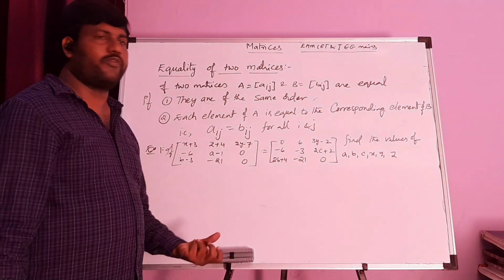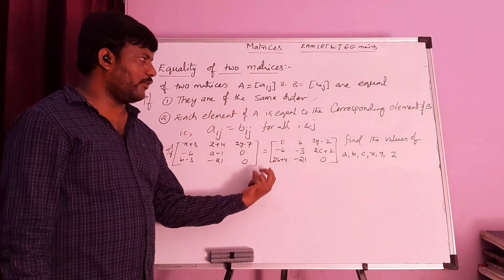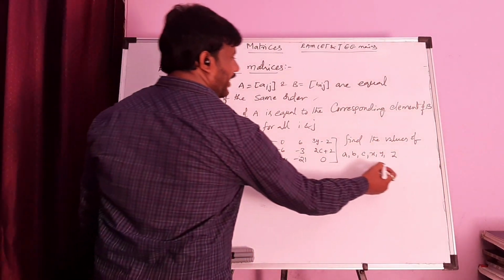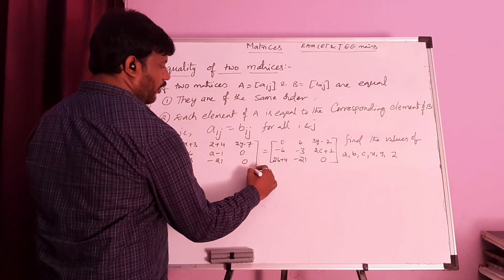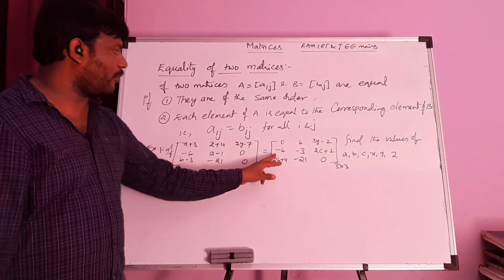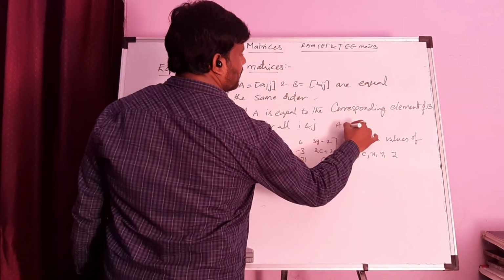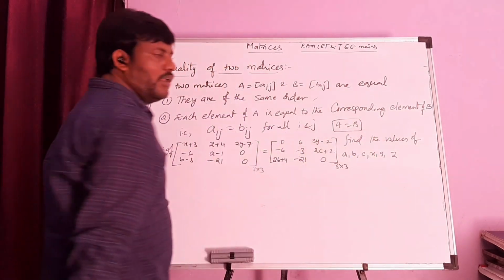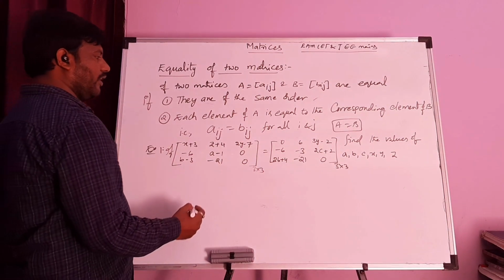Based on this equality of two matrices, here is how the questions are given, an example. They give that these two are equal. Some values are missing here. We need to find a, b, c, x, y, z. Now I use the definition. Observe the order here: this is 3 by 3, and this is 3 by 3. And also they give that they are equal. The symbol is A equal to B. Whenever A equals B, definitely the two matrices are equal and the corresponding elements are also the same. I use the definition of equality of two matrices.